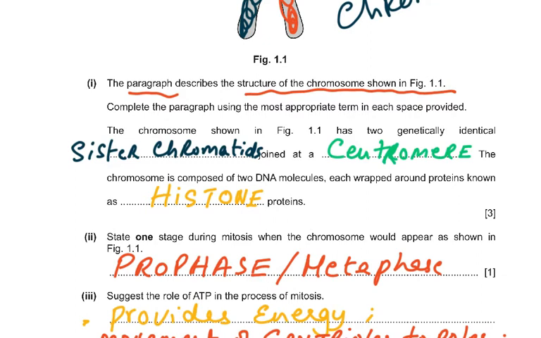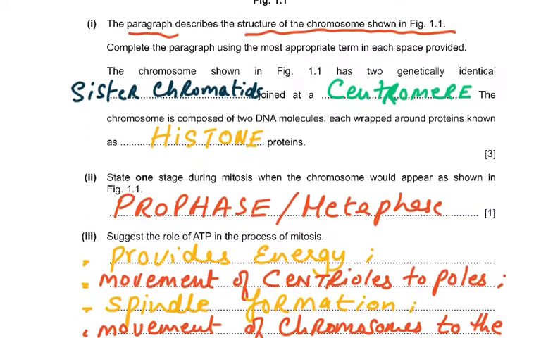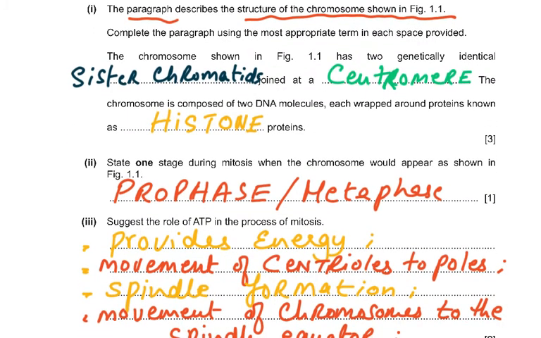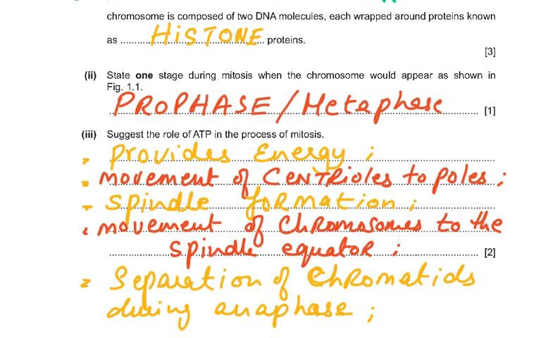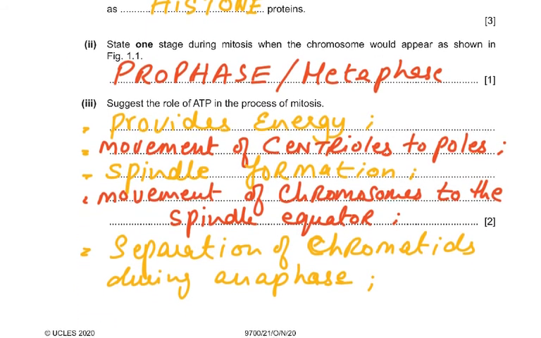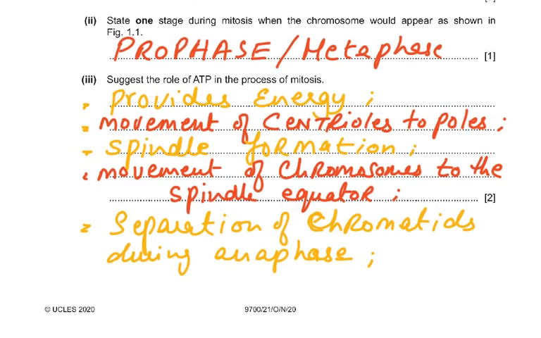Then it said state one stage during mitosis when the chromosome would appear as shown in this, and that is prophase, or if you had said metaphase. Then suggest the role of ATP in the process of mitosis. Now ATP is the universal energy currency.